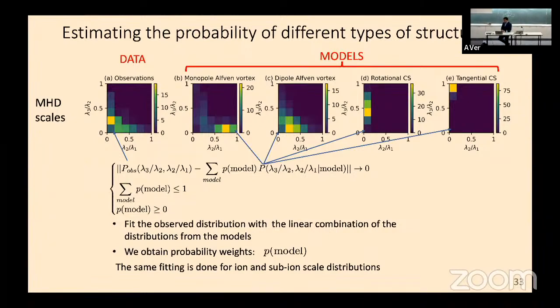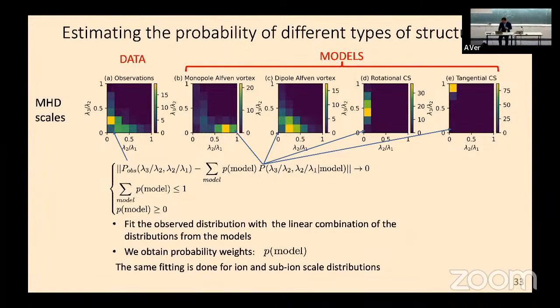Yeah, this is true. In case of the rotational discontinuities, the minimum variance results indeed depend on the rotation angle of the magnetic field across the current sheet. For MHD scales, we took the same rotation angle as we observed in some examples that we analyzed before, in the case-by-case study.